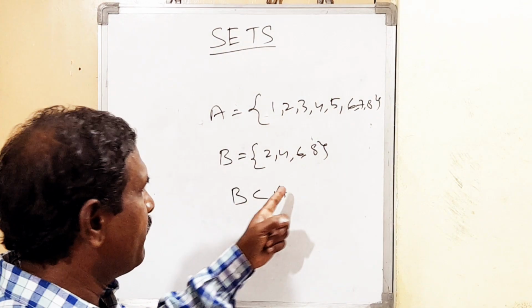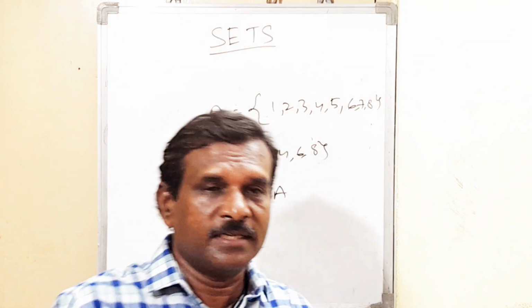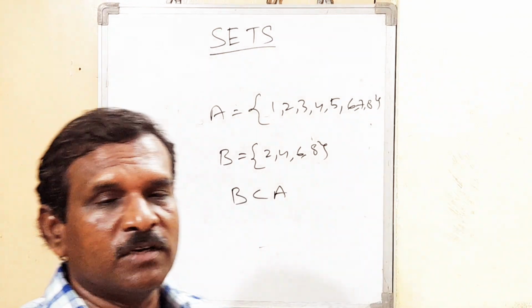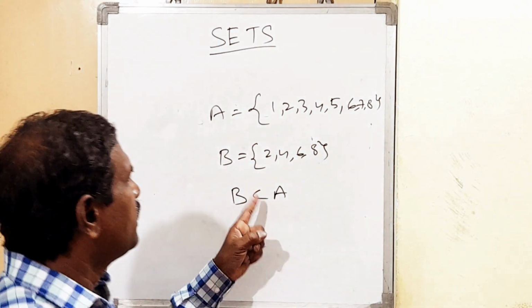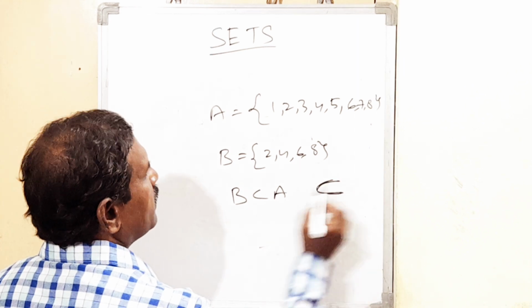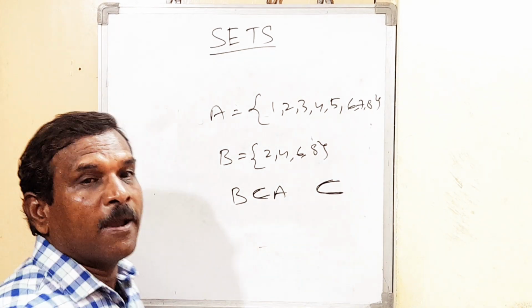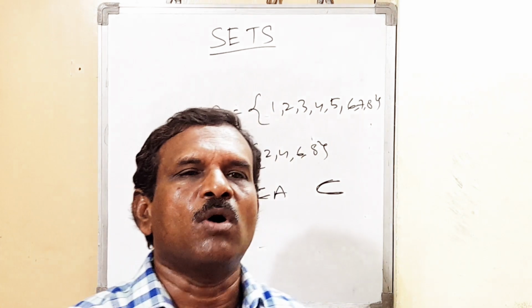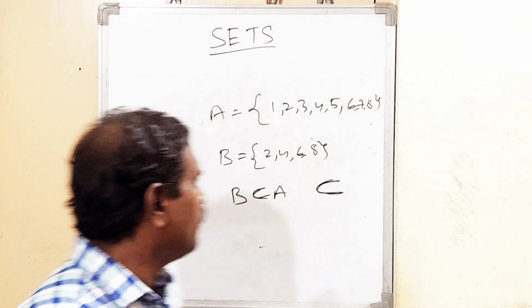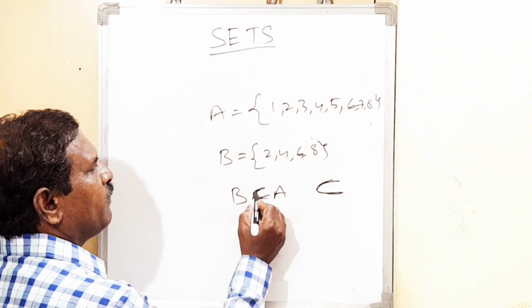Here A can be a universal set, but if you have any other sets, those elements also should be there in A. Then we can say A is a universal set. Otherwise, just B is a subset. The subset symbol is just like this. We will write B is a subset of A. B is a subset of A means all the elements of B should be there in set A. Then we can say B is a subset of A.